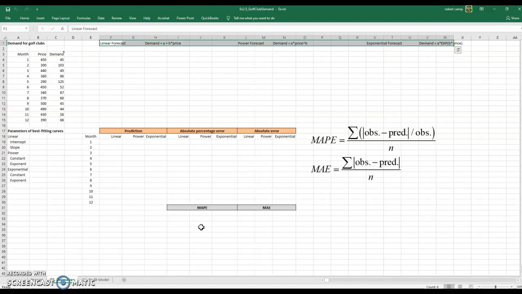A power forecast is kind of the same thing, except we'll be using a power equation. So it'll be set up in the form of a constant times the price raised to another constant. And the last will be an exponential forecast, which is going to be a constant times e raised to another constant times the price. So demand is equal to A e raised to the B times price.